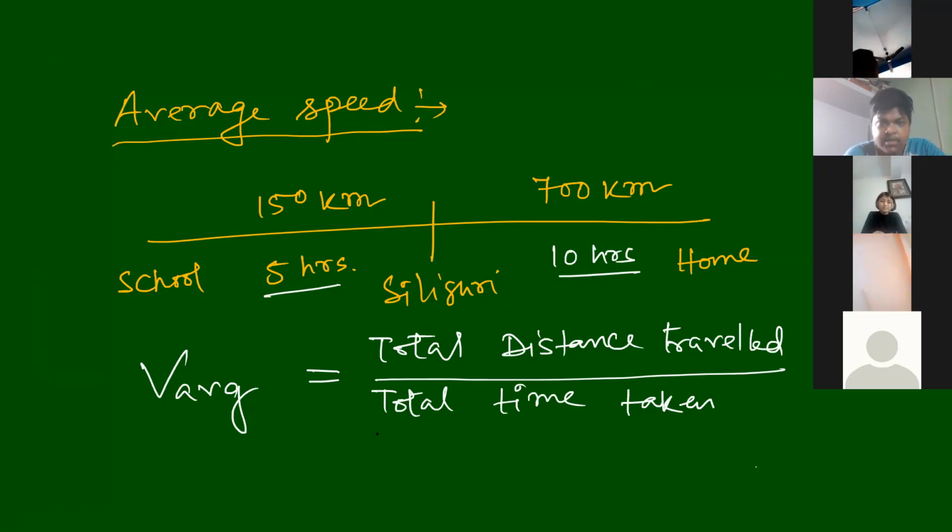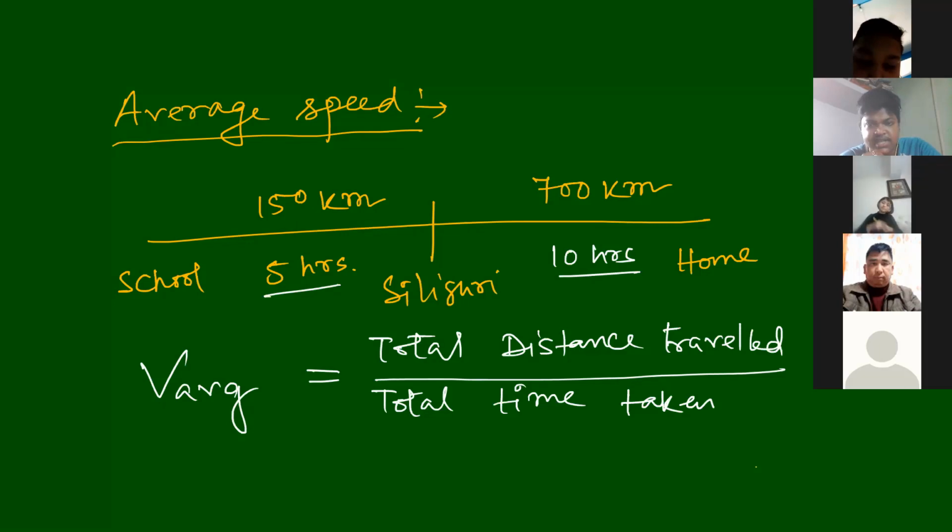Just write down the formula. You don't have to write down that example. If you wish, you can write down the example. Actually, this is a real story, you can say. It is approximately the real distance that I have already told you, and the same amount of time it took. So V average, the average speed, equals total distance traveled divided by total time taken.